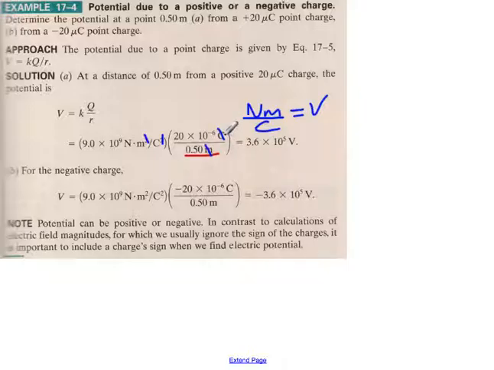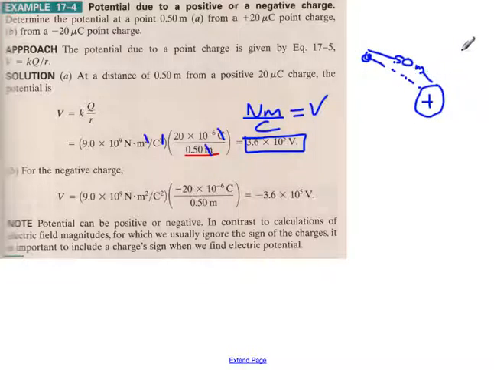Anyway, so if we multiply those numbers, we get a voltage due to that single point charge at a radius of 0.5 meters away. So notice this is just thinking about a single positive 20 microcoulomb charge and we're looking some radius away, where this is 0.5 meters from there to there, except it's not bent.